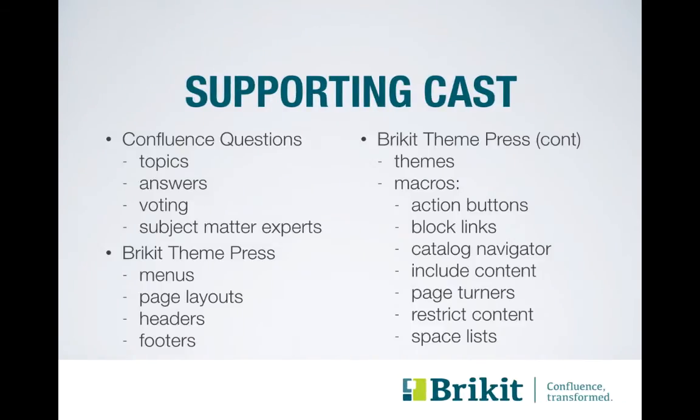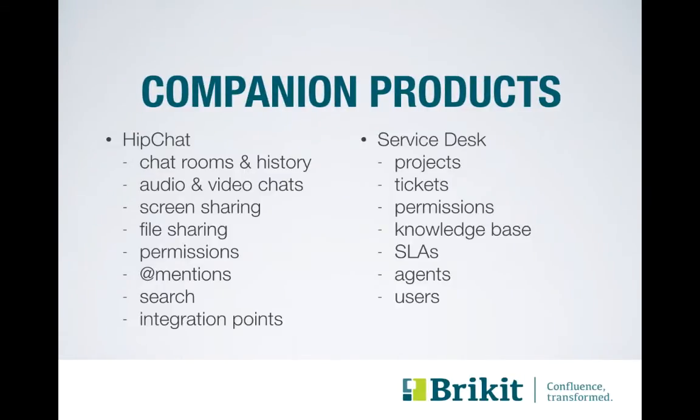In addition, there are a handful of essential add-ons that you should consider, and each one has their own feature set. 2 of our favorites are for creating social intranets. Those are Confluence Questions and our own Brikit ThemePress. And 2 other Atlassian products that provide additional power tools that can help reduce the burden on your information architecture are HipChat, which kind of helps out with the more unstructured and dynamic collaboration. And on the other end of the spectrum, Jira Service Desk offers more structured help and collaboration support.